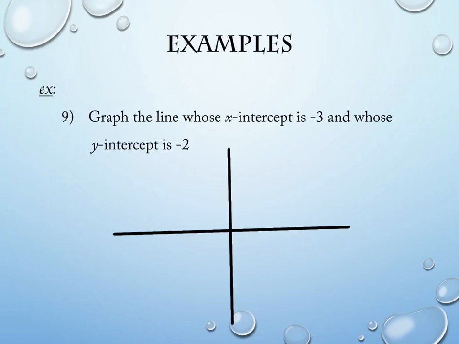So the x-intercept is -3. Okay, so that's where we're going to cross the x-axis. And the y-intercept is -2. So we're going to cross the y-axis right here. And then we're going to connect the two dots with a line. Just like that.